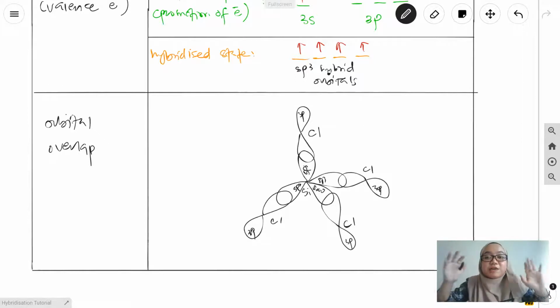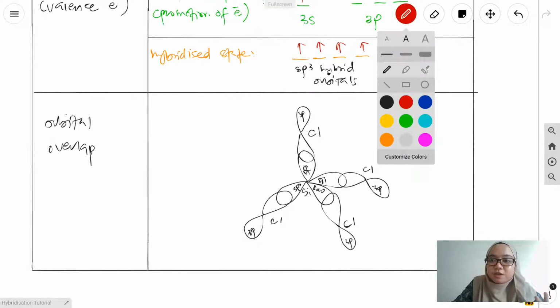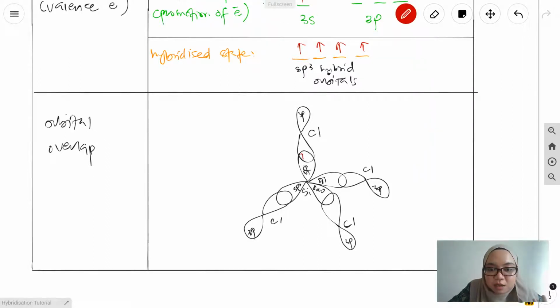Okay, now we need to label the electron and the sigma bond to indicate the formation of covalent bond. So now this will form sigma bond, sigma bond, sigma bond, and sigma bond. So it's crucial for you to label every single thing that you have drawn because each of them carry marks in the examination. So bear in your mind that, okay?